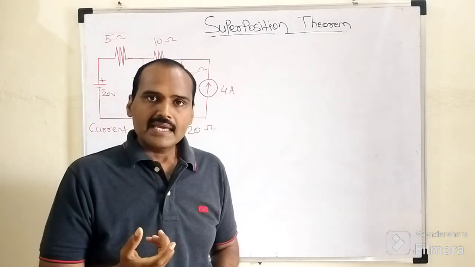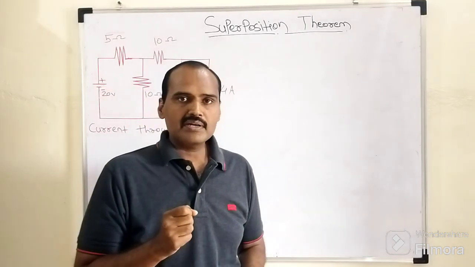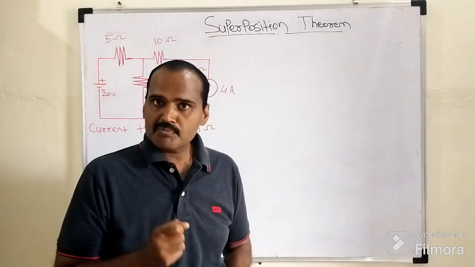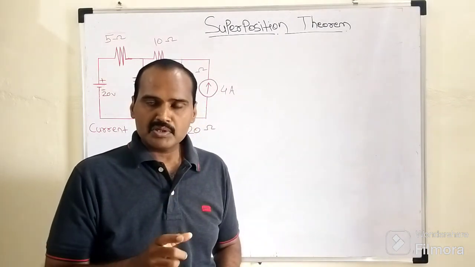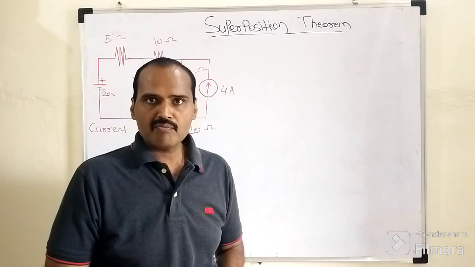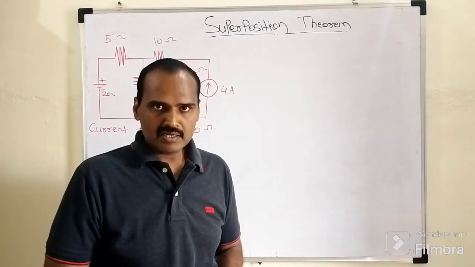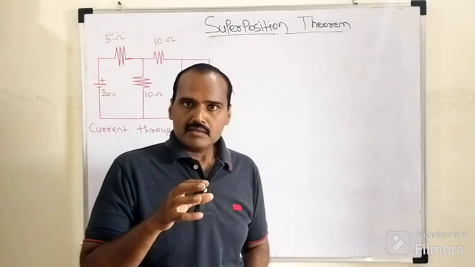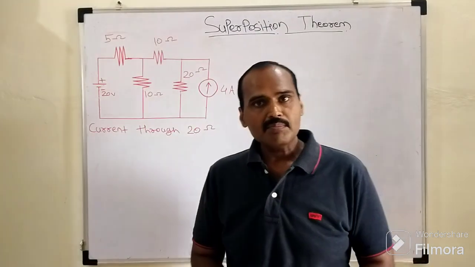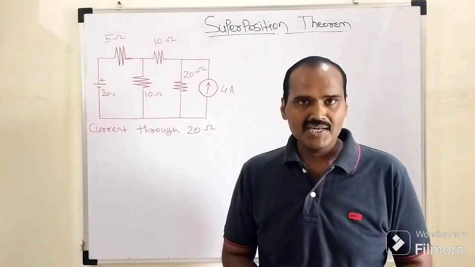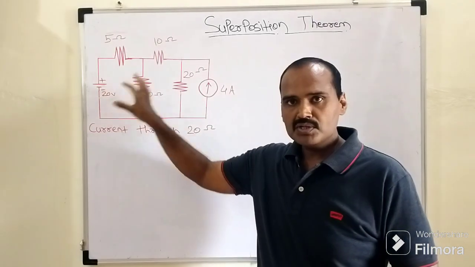So in case of any linear bilateral network, whenever it is required to determine the current flowing through any particular branch, at that time the current flowing through that particular branch is an algebraic sum of currents when all energy sources are acting independently alone. Means the basic requirement for the superposition theorem is to have multiple energy sources. There are two types of energy sources, either the voltage source or the current source.